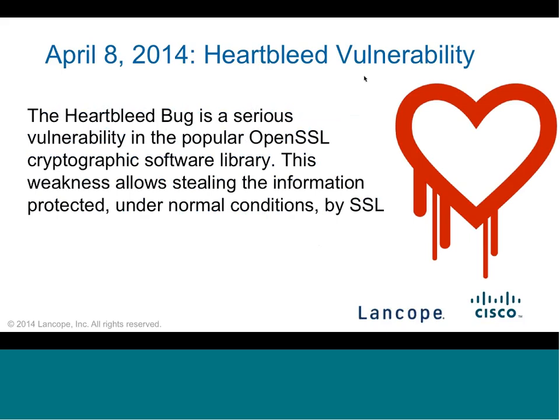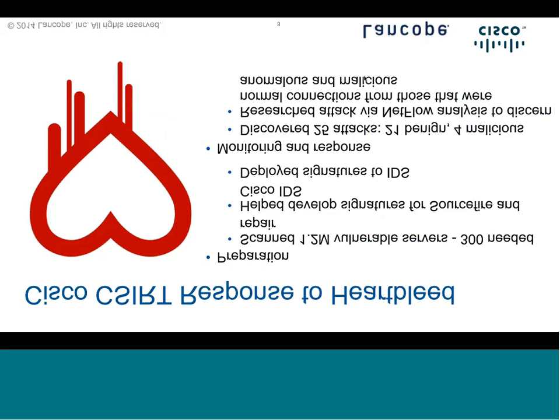So Heartbleed, April 8th, 2014, if you don't remember it, essentially it was a bug in OpenSSL that allowed people to pull information from the SSL library. So all of the information that you really wanted to protect was exactly what was exposed. There were some signatures that were released for it, but it took a little while to actually get those out there and deployed to IDS systems. But with NetFlow and with Lancope, we had protection immediately.